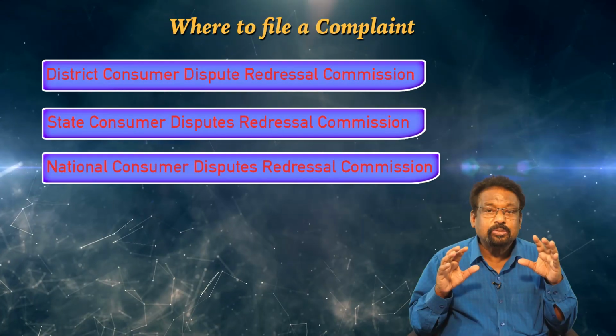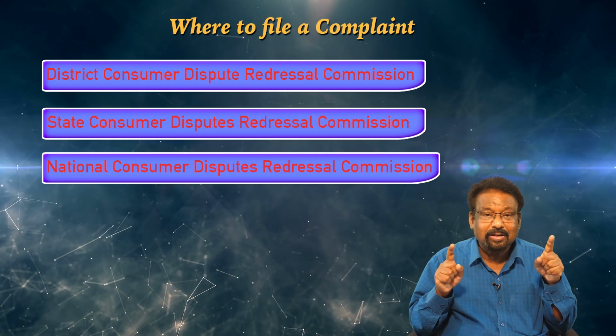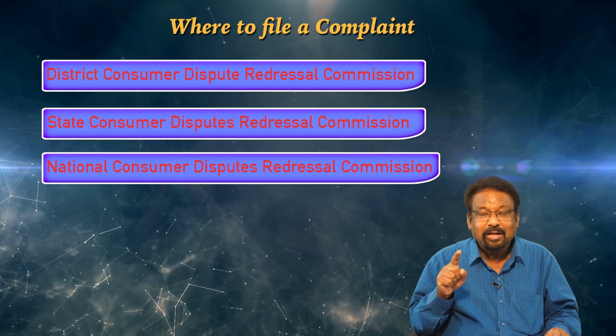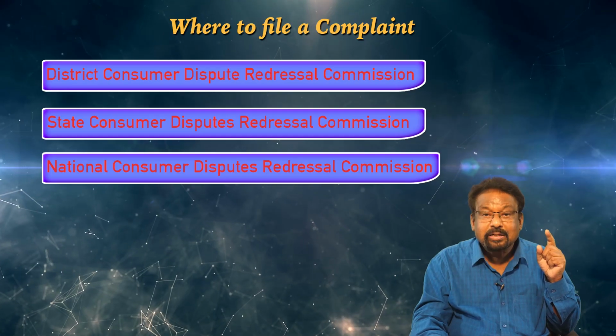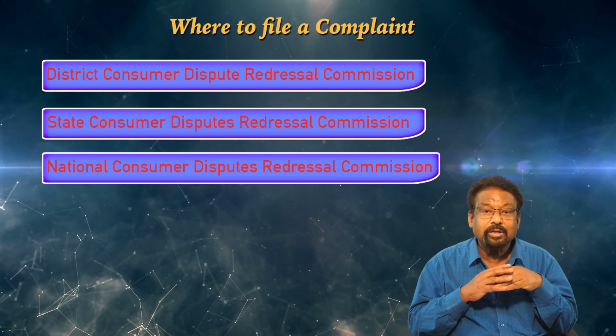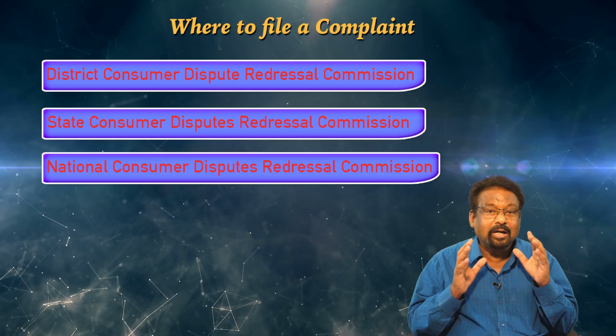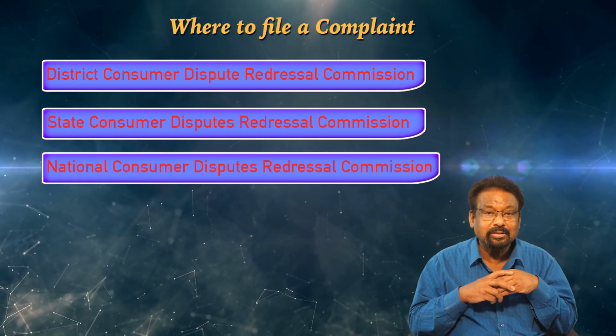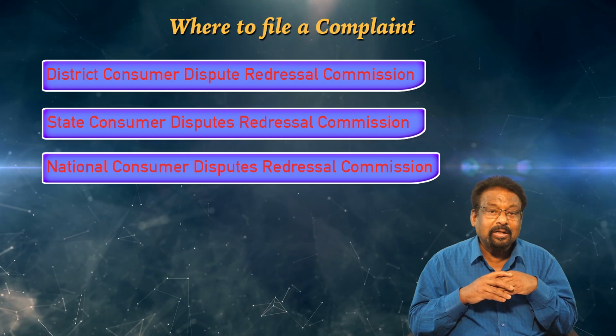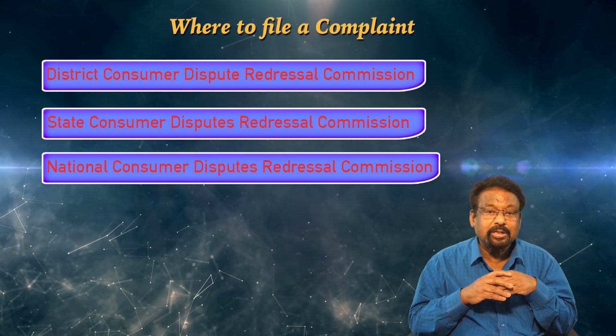Machinery is provided in the Consumer Protection Act for the establishment of consumer commissions at the district level, at the state level and the national level. At the district level, it is called the District Consumer Dispute Redressal Commission, at the state level the State Consumer Dispute Redressal Commission, and at the national level the National Consumer Dispute Redressal Commission.